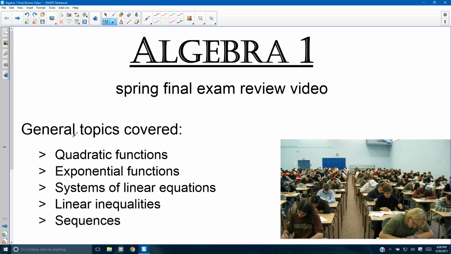These are the 5 general topics that will be covered. Quadratic functions, those things with x squared in them. Exponential functions, those things raised to the x power. Systems of linear equations, where you do the elimination method and that kind of stuff. You have multiple equations and solving them. Linear inequalities. And sequences, where we use this format here, t sub n equals blah, blah, blah. All those different things are going to be covered.